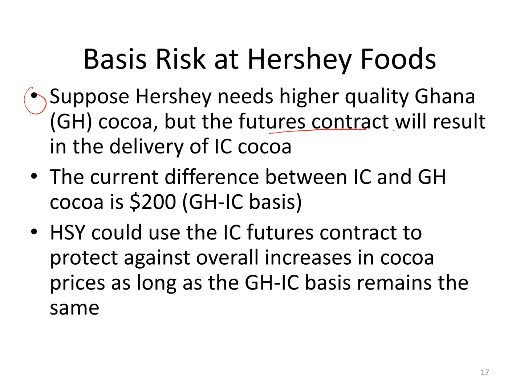However, you know that the futures contract is going to result in the cheapest to deliver asset, which we said was Ivory Coast cocoa. Say the current difference between Ivory Coast cocoa and Ghana cocoa prices in the spot market is $200. We'll call that the Ghana Ivory Coast basis, right? That $200 for the extra quality of that Ghana cocoa. Now Hershey could still use that same Ivory Coast futures contract to protect against the overall increase in cocoa prices as long as the basis between Ghana and Ivory Coast remained the same throughout the life of the contract.